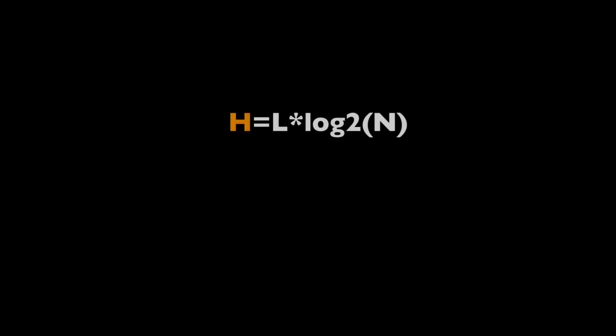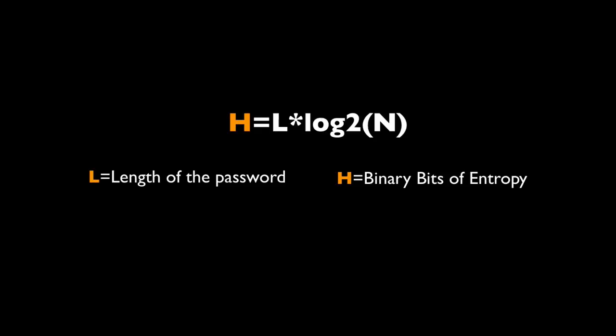All right, so let's look at an entropy example and things will be much clearer. We calculate entropy using the following formula: H equals L times log2 N. L is the length of your password. H is the total binary bits of entropy. Entropy is calculated using bits. And N is the number of possible symbols in a password.